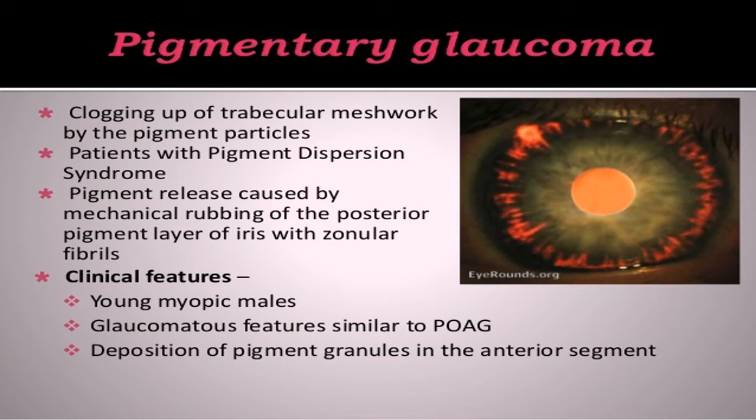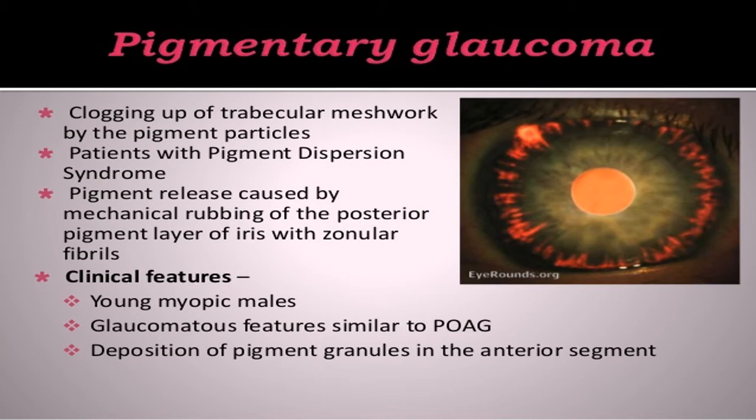How are these pigments released? Pigments are released because of the continuous rubbing of the posterior surface of the iris with the zonular fibrils. The space between the iris and the zonular fibrils is so small that during the contraction and relaxation of the iris, there will be continuous wear and tear. That's how the pigments are released and clog the trabecular meshwork.